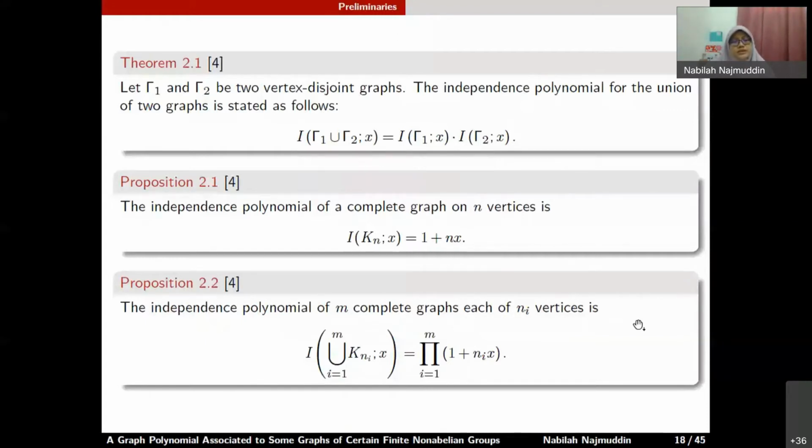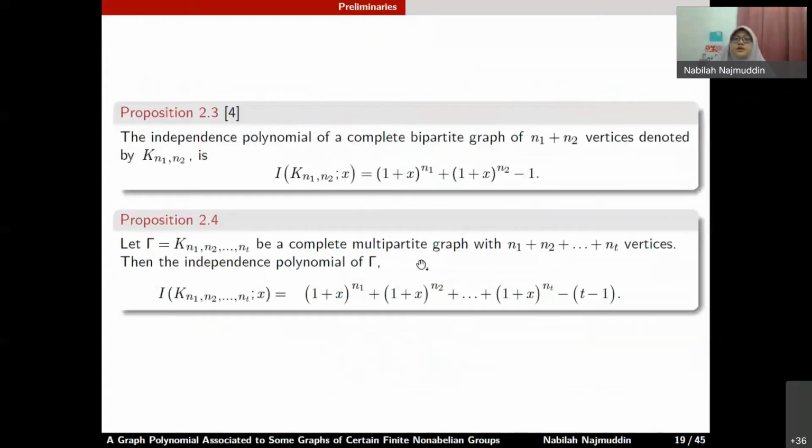Next is the independence polynomial of a complete bipartite graph of n1 plus n2 vertices, obtained as this. And if we extend the computation, you will see that the independence polynomial of a complete multipartite graph, a graph with more partitions, is this polynomial.